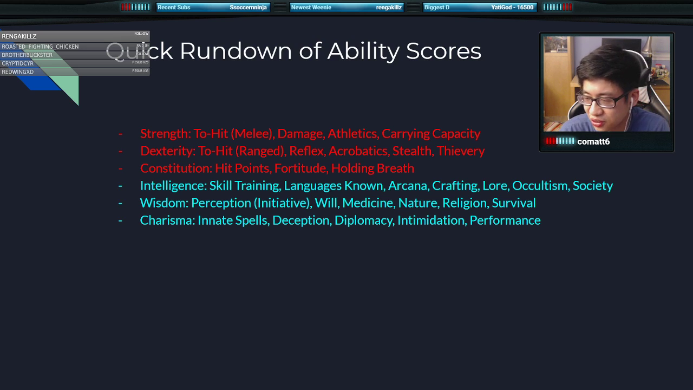The mental ability scores are a bit harder to differentiate between, and there is overlap. And I'm not gonna debate this, but charisma sucks.